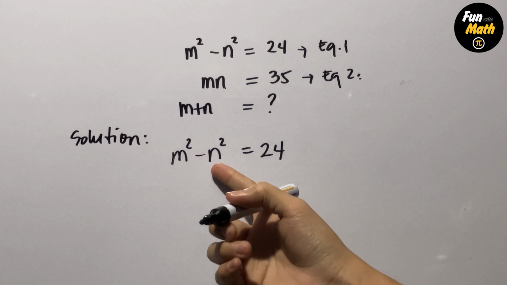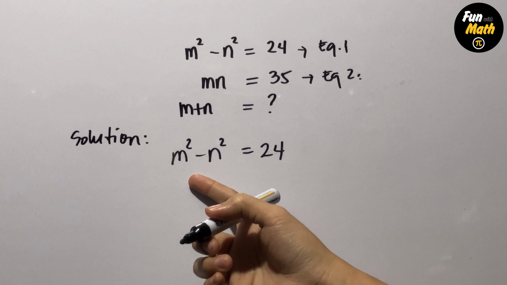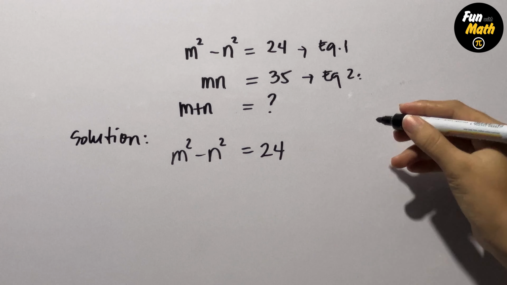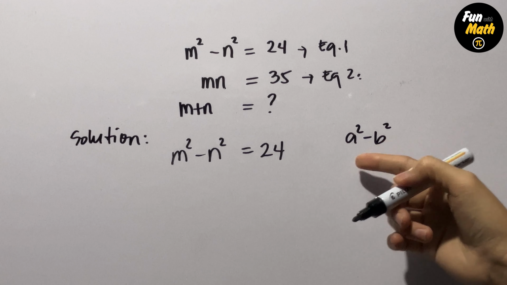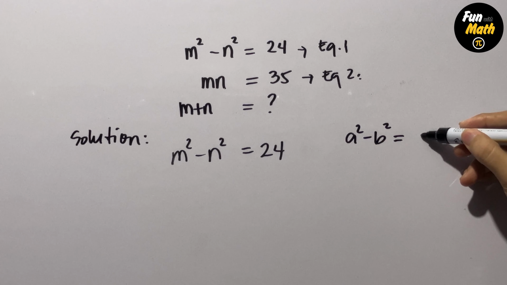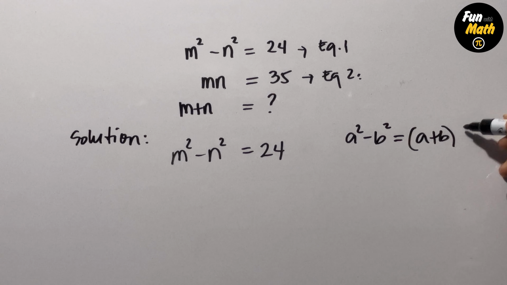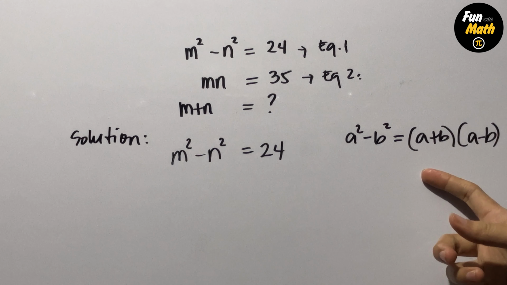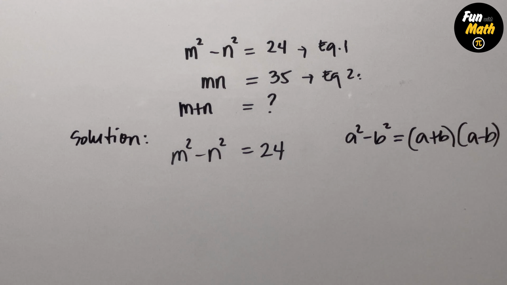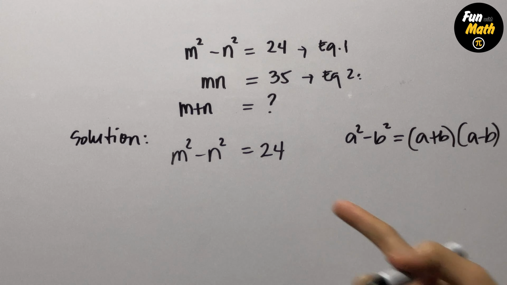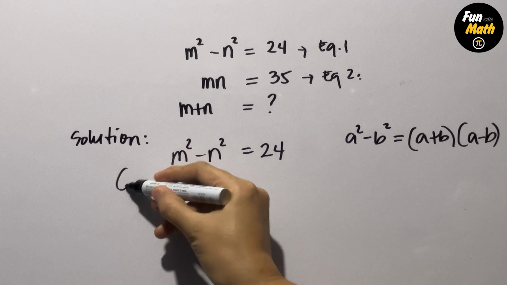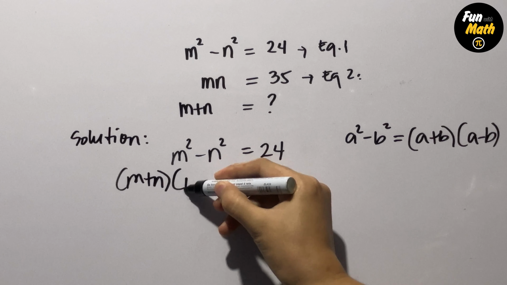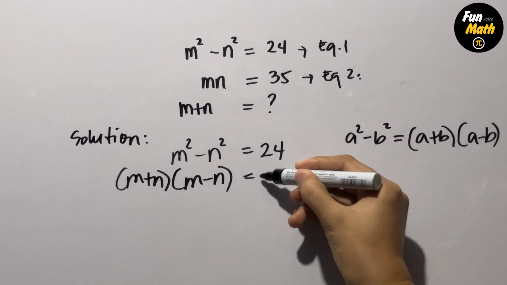Now, if you observe this part, this is an identity. So we have the rule, an identity a squared minus b squared is also equal to a plus b times a minus b. So this is the sum and difference of two terms. Now for m squared minus n squared, we can write it as m plus n times m minus n equals 24.